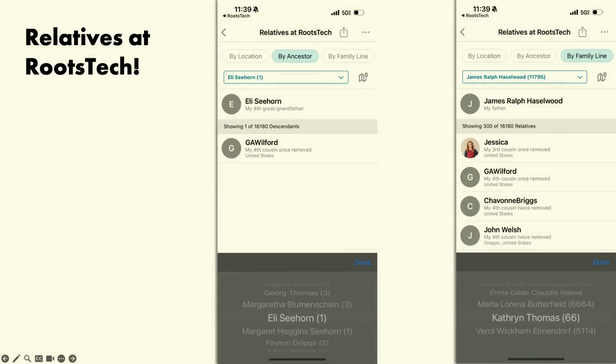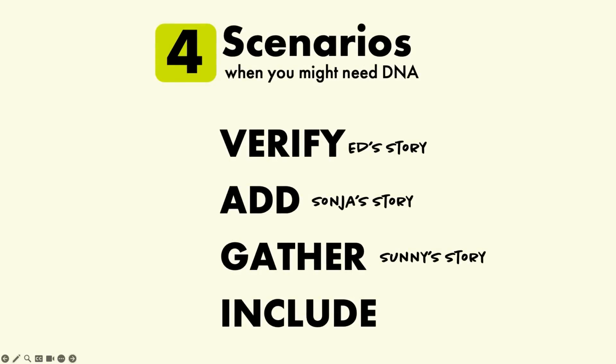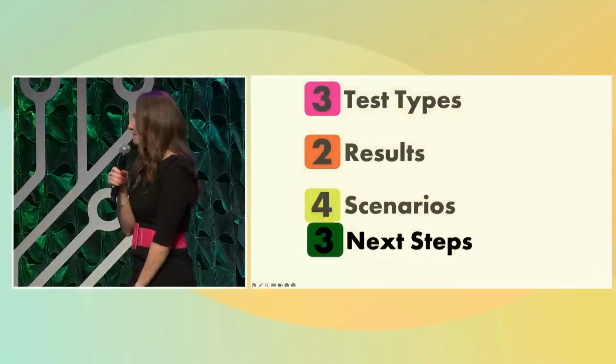And then right there in the RootsTech app, you can reach out to your match and say, hey, let's meet up at the Your DNA Guide booth, right? And it could be fun. So gathering, very important. We're going to talk about including in a minute, but first we're going to move on to our next steps.